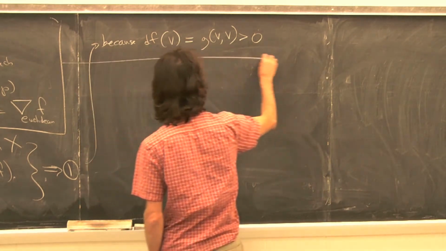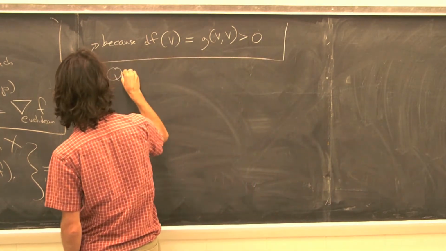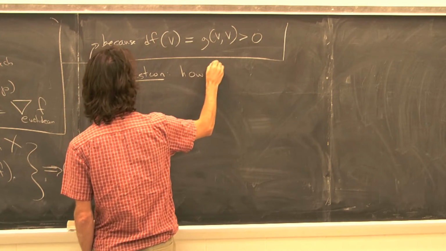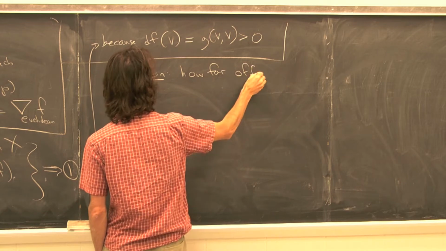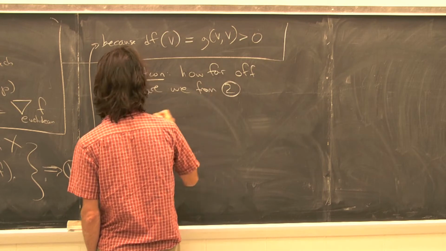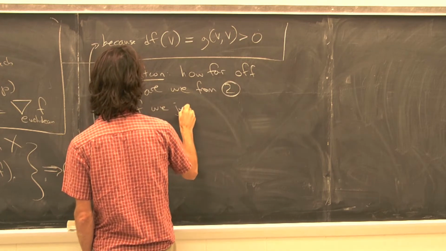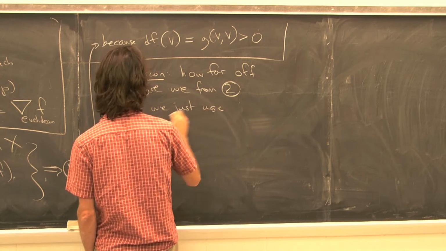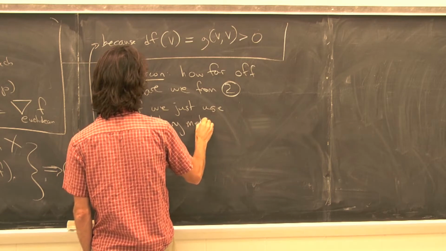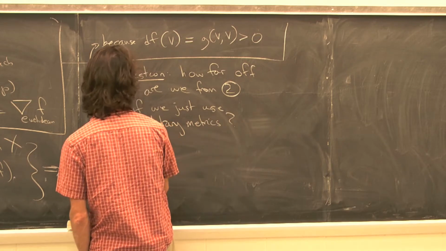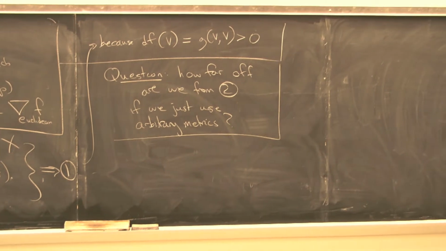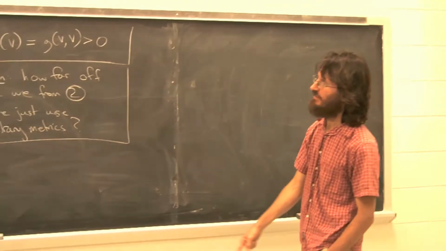If anyone wants to figure out the answer to my question: how far off are we from 2 if we just use arbitrary metrics? It doesn't matter. I'm sure the answer is no, and I just never bothered to figure it out. I've just been happy to say that we can always construct this.